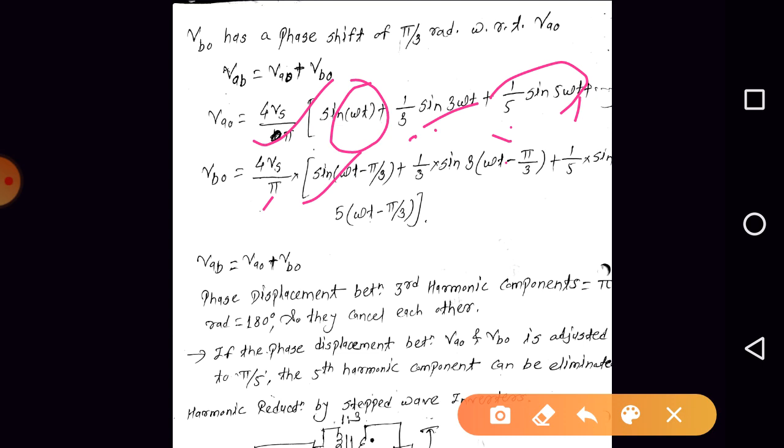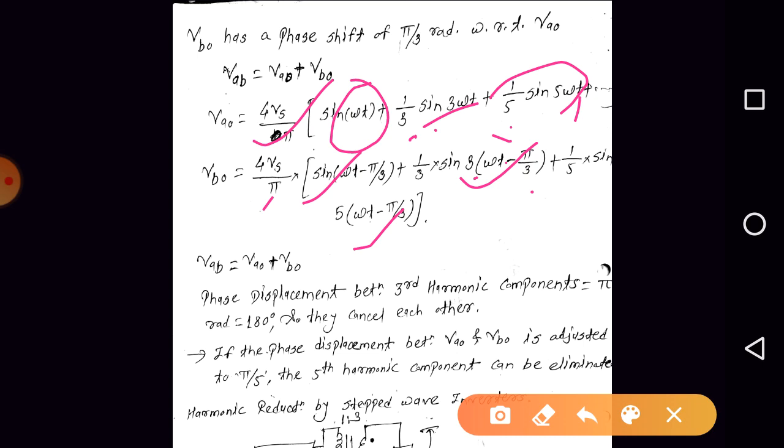Here it is 1/3 into sine of 3 omega t minus pi/3, plus 1/5 into sine of 5 omega t minus pi/3. So if we add VA0 and VB0, what will happen? If we multiply with these 3 here, then what will happen? Sine of 3 omega t minus sine of pi.